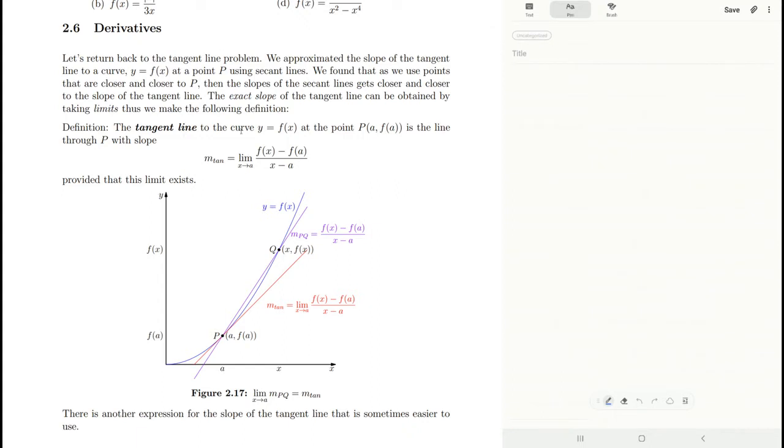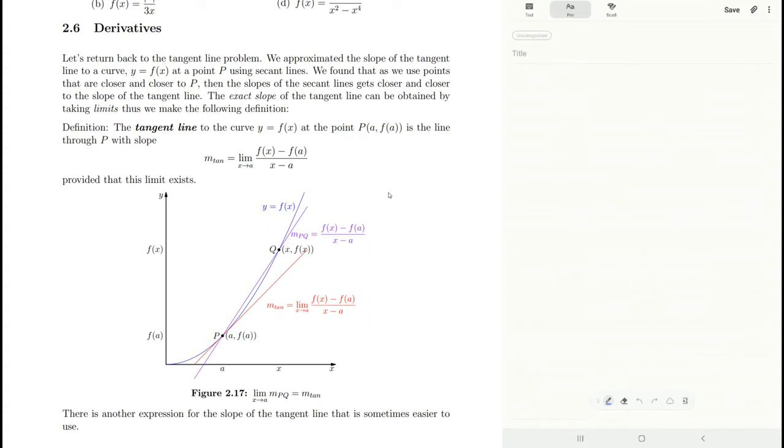So the tangent line to the curve y equals f of x at the point P, which has coordinates a, f of a, is the line through P with the slope given by the limit of f of x minus f of a divided by x minus a as x approaches a. So let's have a look at where this formula comes from.